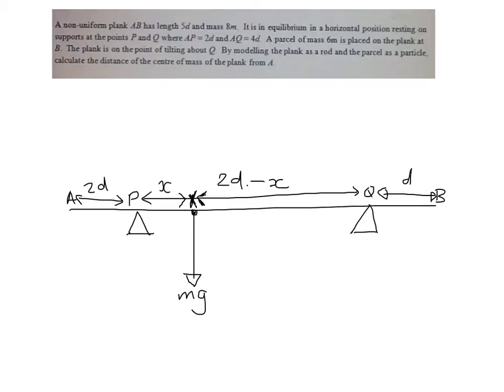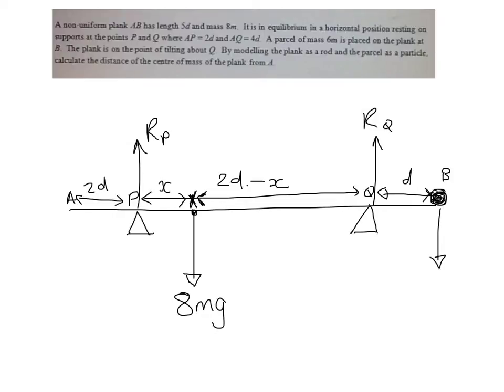A particle, oh, I know the mass, 8m. Do I have to put mg? I know the mass. 8m. Oh, I know there'll be a reaction at P and another reaction at Q. Anything else? A parcel is placed on the plank at B. So here's our parcel. This is B at the end here. And the particle has got mass. Oh no, I do need a g. 8mg. The mass is 8m, so the weight is 8mg. The mass of the particle is 6m, so the weight of the particle is 6mg.